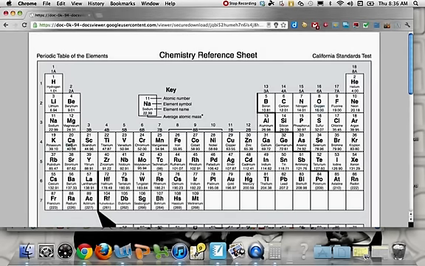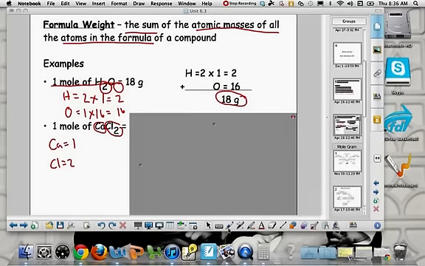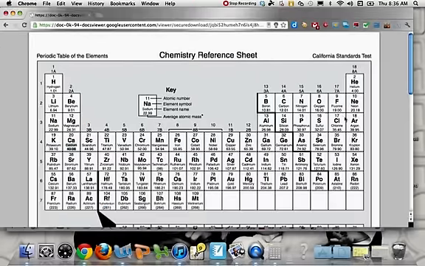Calcium, down here, it has a mass of 40.08. Let's just round that to 40. So calcium is going to have a mass of 40. So I have 1 calcium atom with a mass of 40. When I look at chlorine, here it is. It says 35.45.